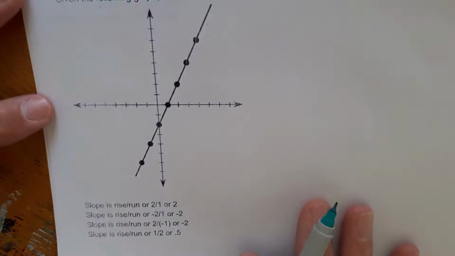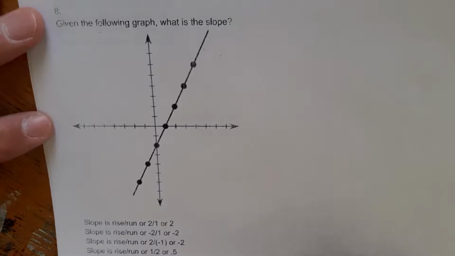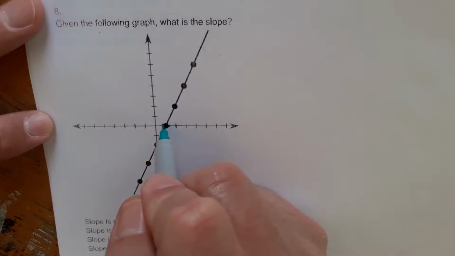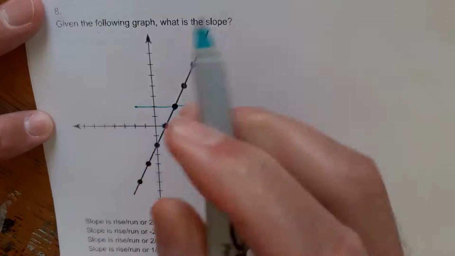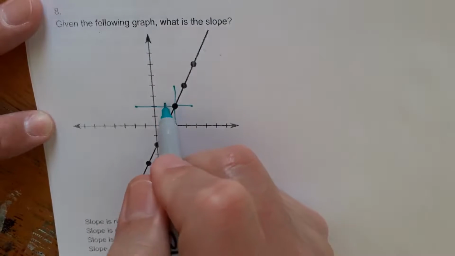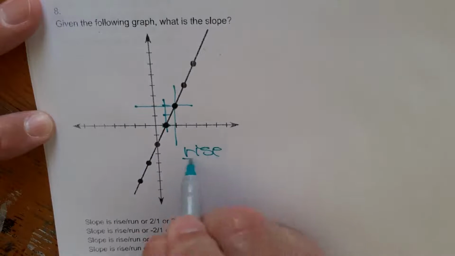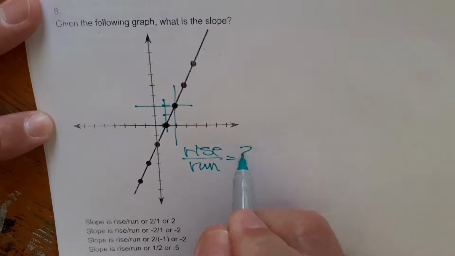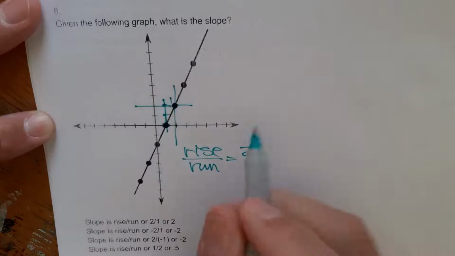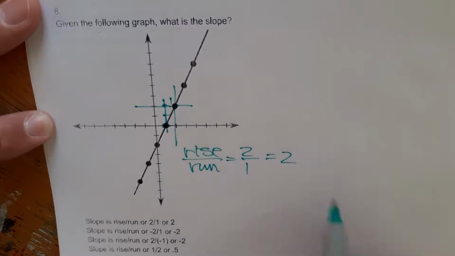So, given the graph, what's the slope? Let's start at this point, and let's look at this point. This looks like an intersection here and here. It looks like we're rising 1, 2. So rise over run. Rise is 2, and run is 1. 2 over 1 or 2.